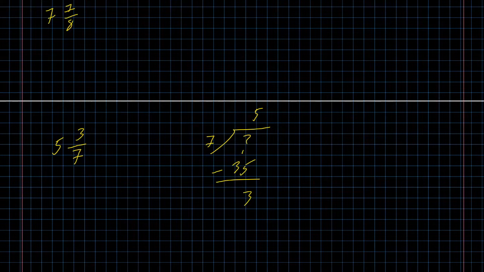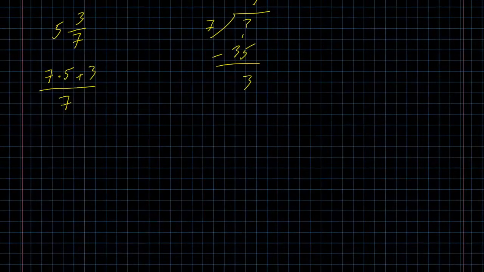All right, that's a really roundabout way of thinking about it. But what I'm doing here is I'm noticing that I want to take 7 times 5. And then I want to add 3 to it. And that will give me the number that I should have had in the first place. Right? 7 times 5 is 35. 35 plus 3 is 38.